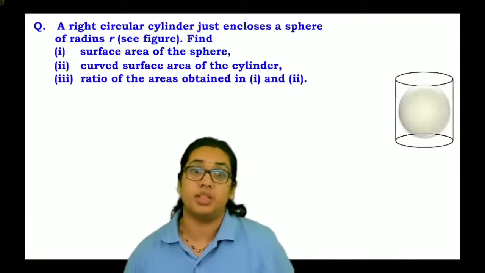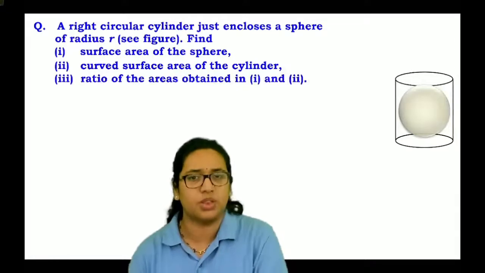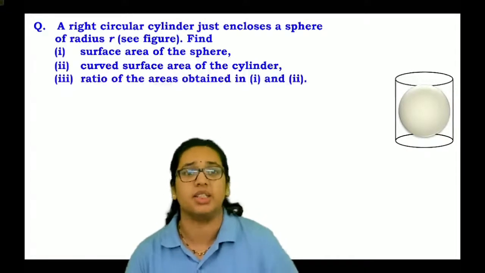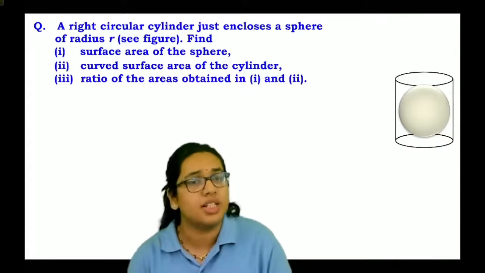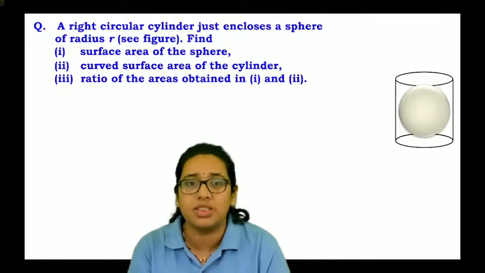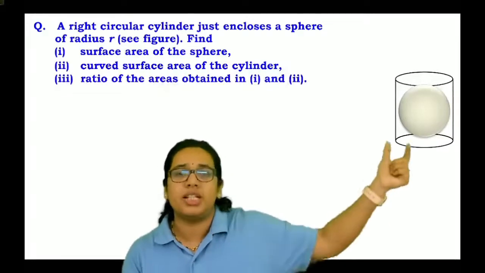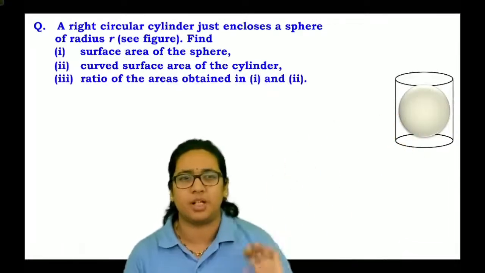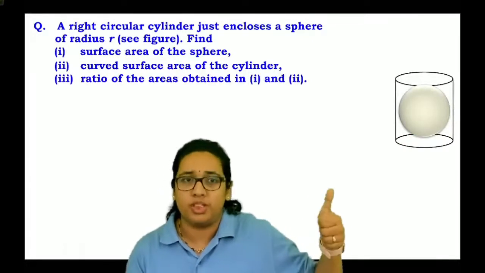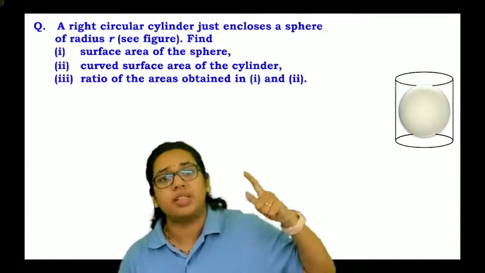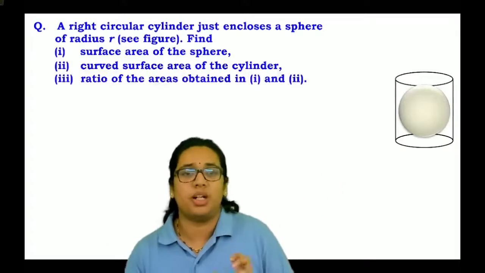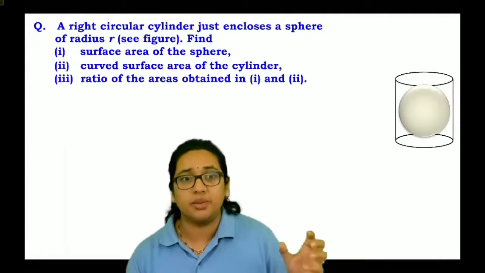Okay. Now there is another twisted type of question. थोड़ा सा टफ लग सकता है अगर क्लियर नहीं होगा तो क्या करना. See, a right circular cylinder just encloses a sphere of radius r. मतलब कुछ इस टाइप का रहेगा. Then find the surface area of the sphere, the curved surface area of the cylinder, and the ratio of the areas obtained in one and two.